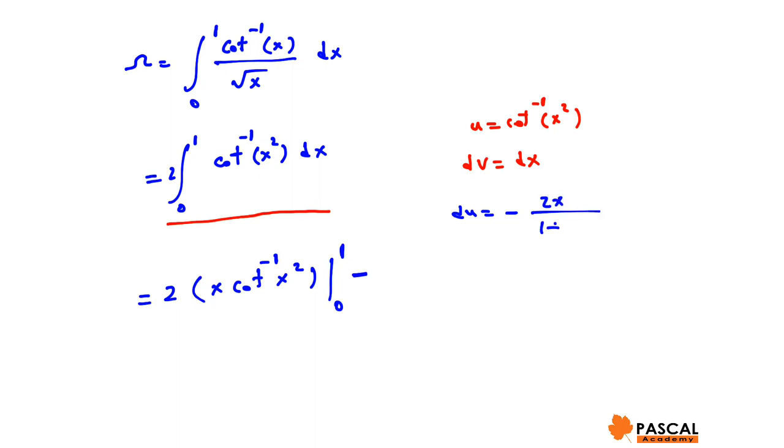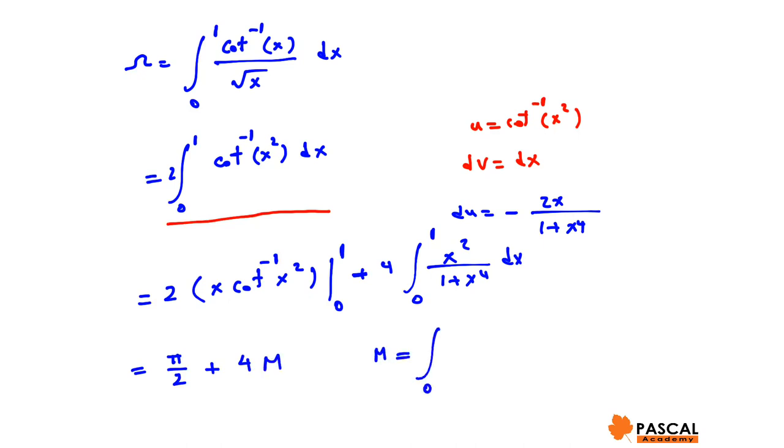Du is minus 2x over 1 plus x to the fourth. If we multiply it by minus 2, we have 4 times the integral from 0 to 1 of x squared over 1 plus x to the fourth dx. X times cotangent inverse of x squared from 0 to 1 is pi over 4, times 2, giving pi over 2, plus 4 times m, where m is the integral from 0 to 1 of x squared over 1 plus x to the fourth dx.